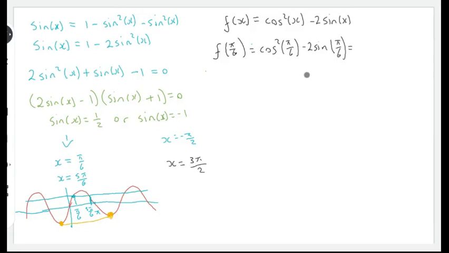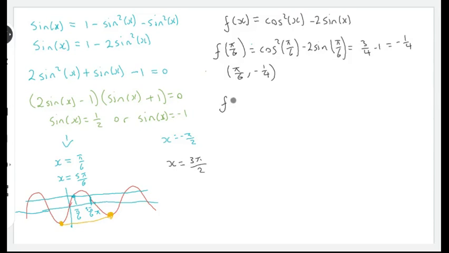So I don't have my calculator with me. Cos of pi over 6 would be root 3 over 2, square that. That is 3 over 4. Sine pi over 6 is a half, times that by 2 is 1, so minus 1. So that's equal to minus a quarter. So one of my solutions is x equals pi over 6, y is equal to minus a quarter. So that's one of my points of inflection.